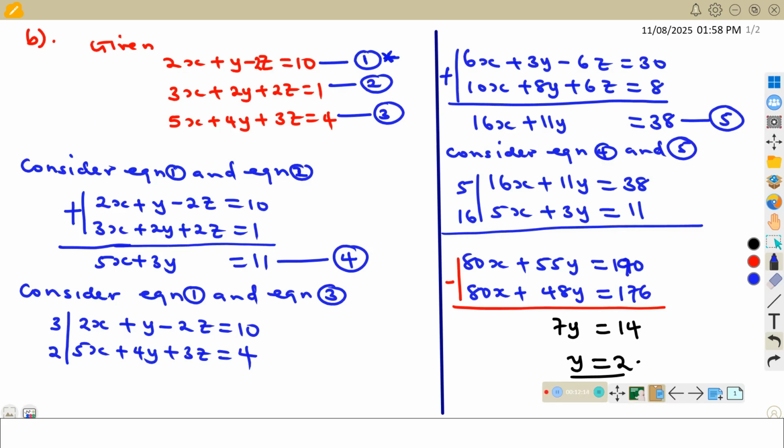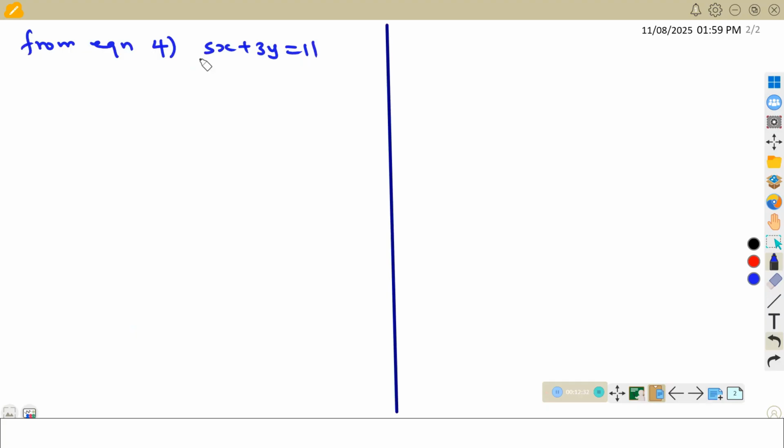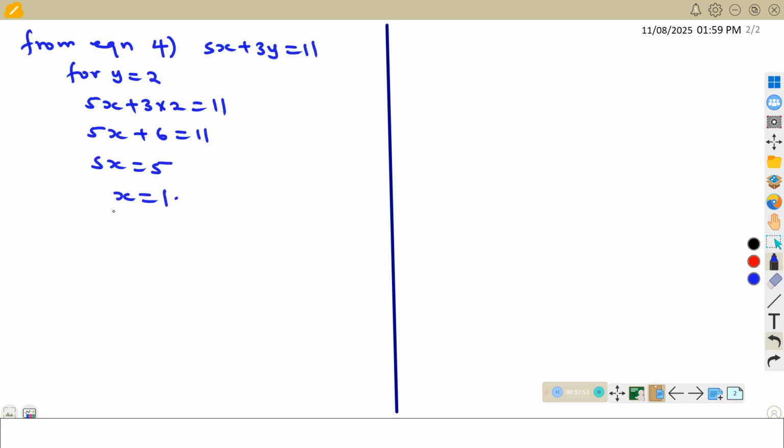Having got the value of y, let us see how to get the value of x. We can consider equation 4 or equation 5. Let us consider equation 4, which is 5x plus 3y is equal to 11, and substitute for y equaling 2. So we shall have 5x plus 3 times 2, which is equal to 11. We shall have 5x plus 6 is equal to 11. So 5x is equal to 11 minus 6, which is 5. So our value of x will be equal to 1. So we have got the value of x.